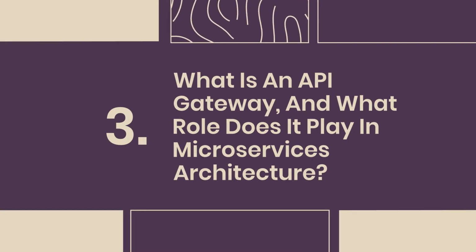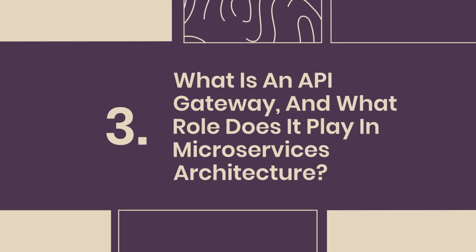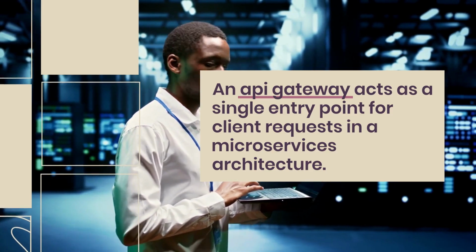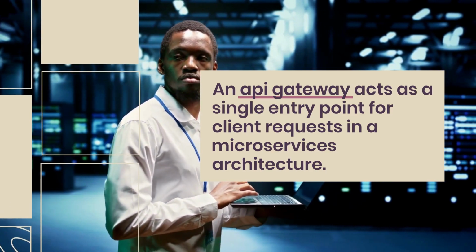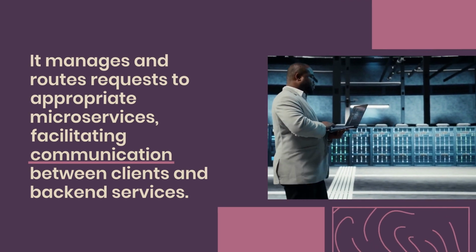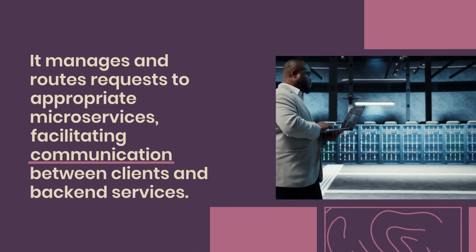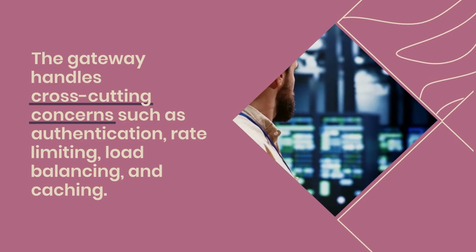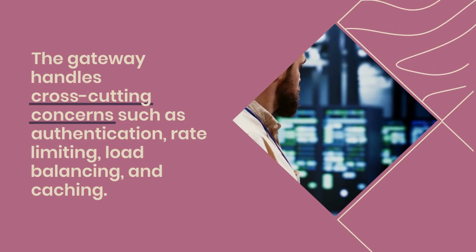3. What is an API gateway, and what role does it play in microservices architecture? An API gateway acts as a single entry point for client requests in a microservices architecture. It manages and routes requests to appropriate microservices, facilitating communication between clients and backend services. The gateway handles cross-cutting concerns such as authentication, rate limiting, load balancing, and caching.